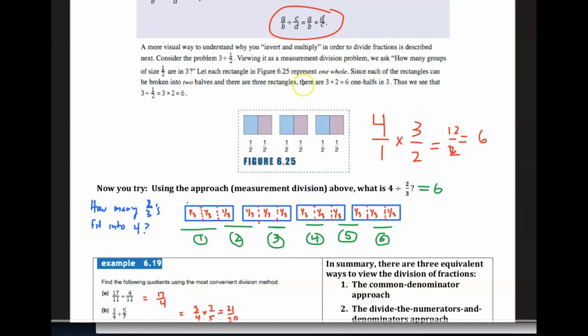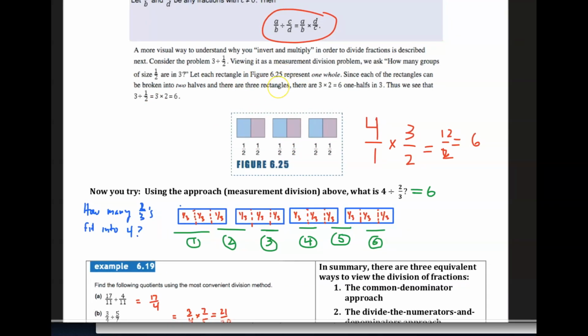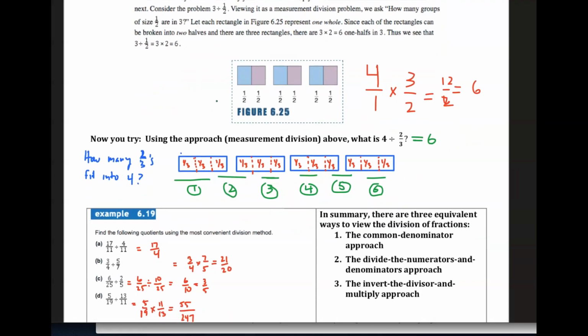You can read this little piece here to look at 3 divided by 1/2, and why that equals 6. You can take a look at the visual there, and that's again viewing it as a measurement. How many groups of 1/2 go into 3? And so that's where you would have that.